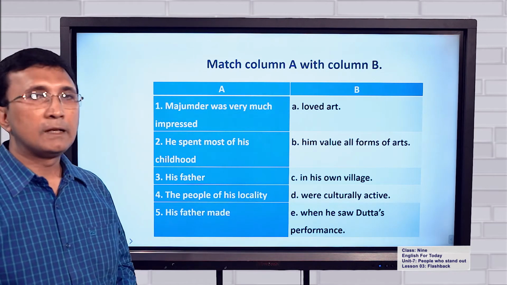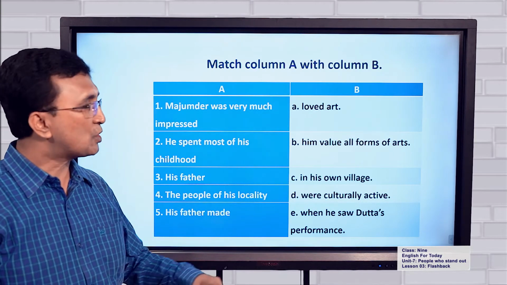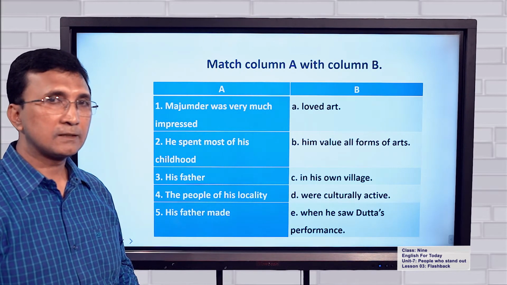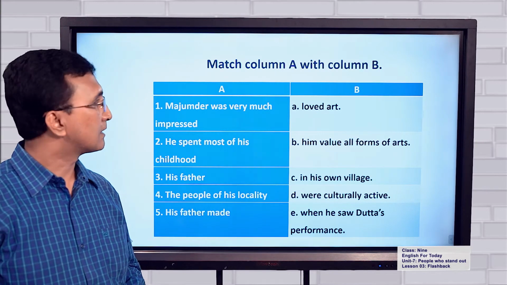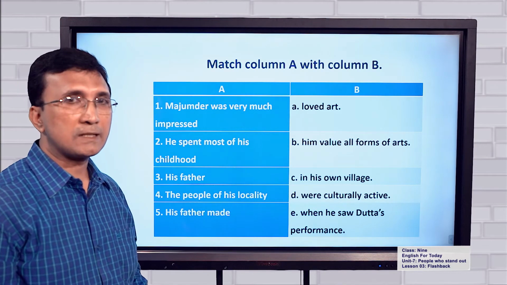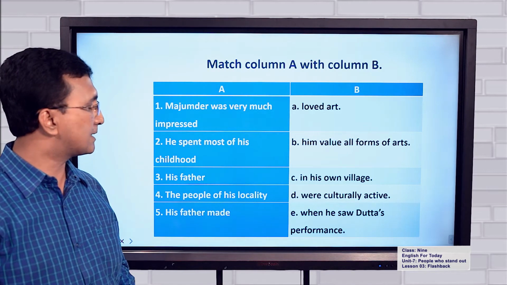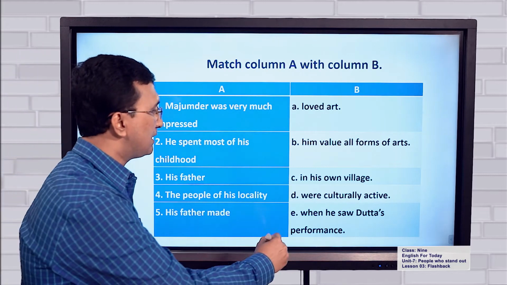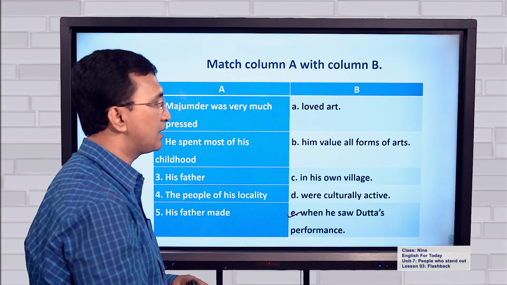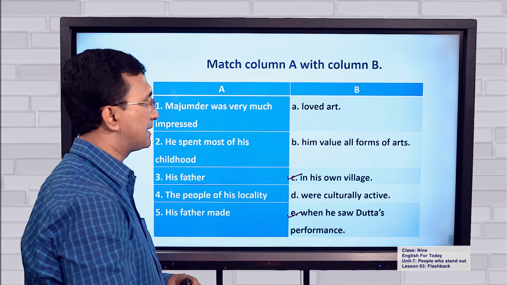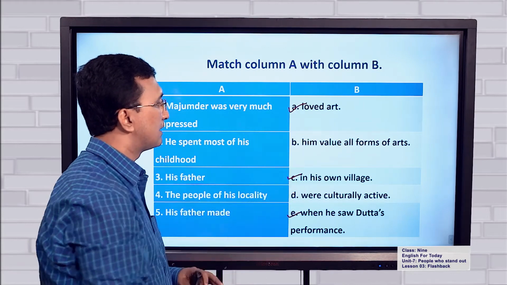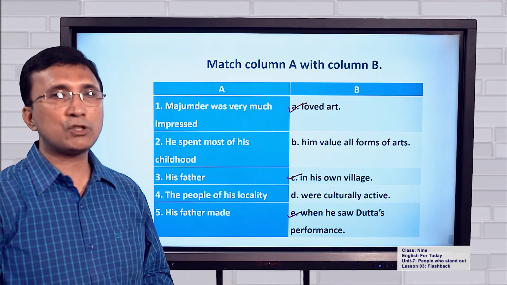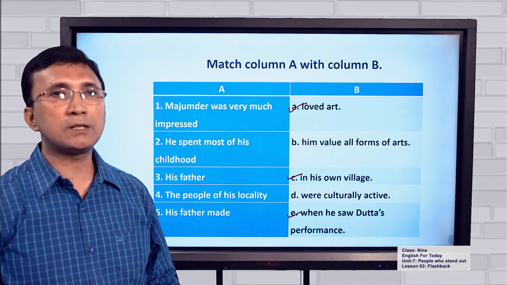Number 3, his father. Now, which part matches with these phrases, his father? Yes, you're right. It will be loved art. Number 4, the people of his locality. Then which part do we have left? We have already used number E, in his own village in C, and A, loved art. Now we have only two parts remaining, B and D. When we match in this way, our chance will be stronger to find out the answer.